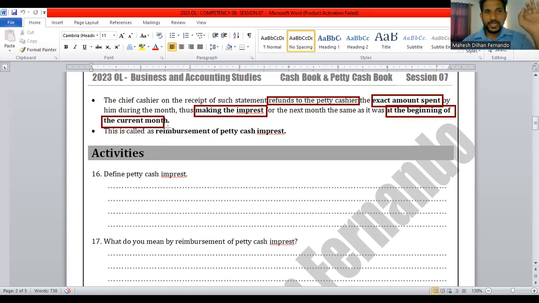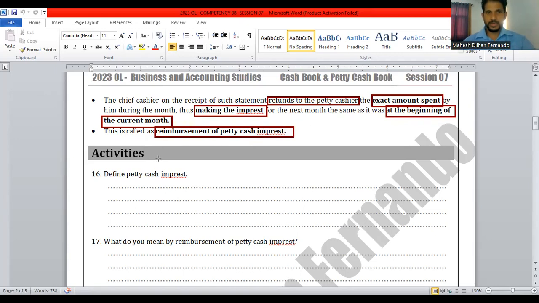In the morning, today morning, you had 100 rupees. Now you have only 30 rupees as you have spent 70. So your father is giving just 70 rupees to restore that particular amount. This is what you mean by reimbursement of petty cash imprest.